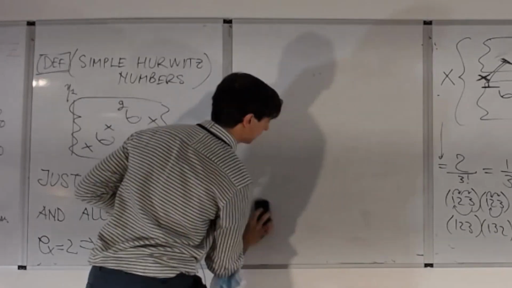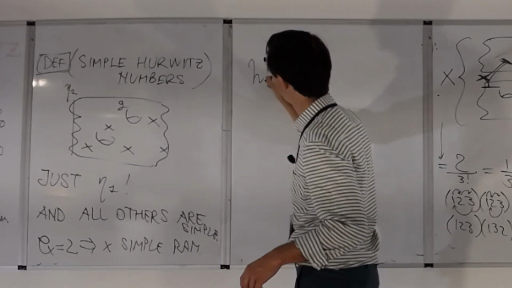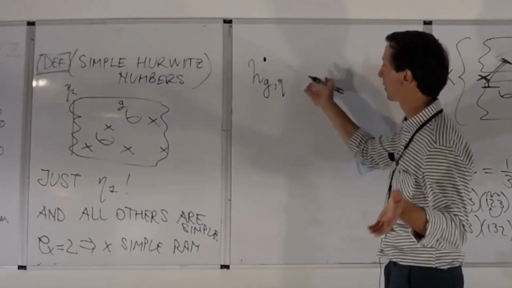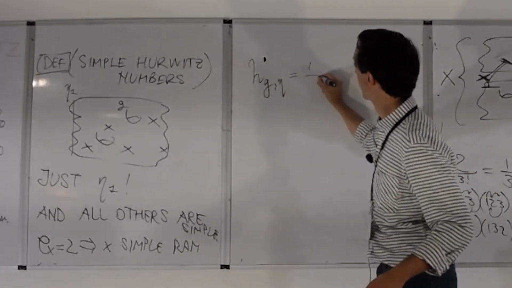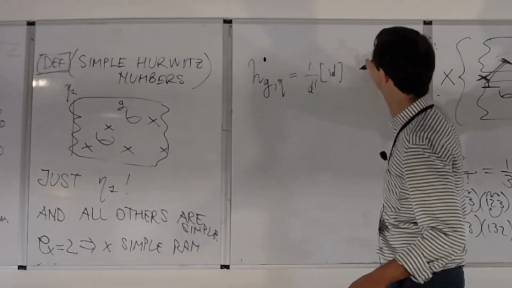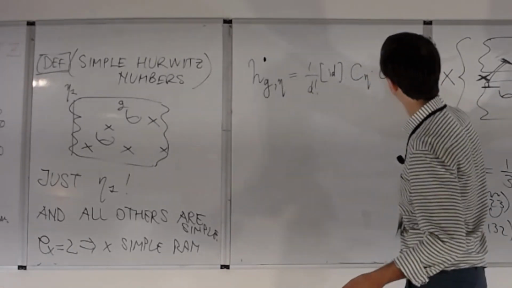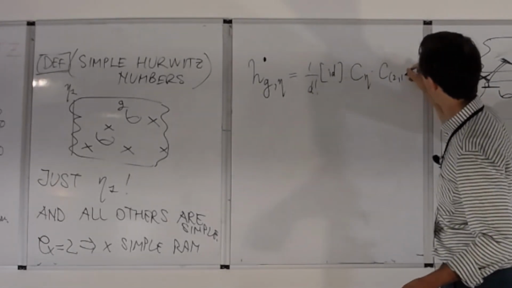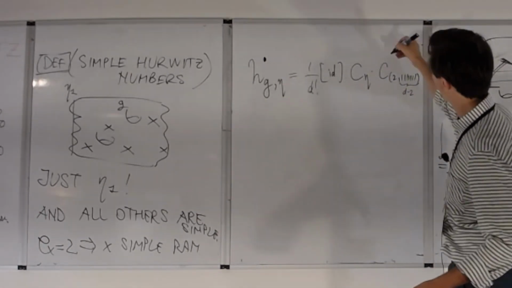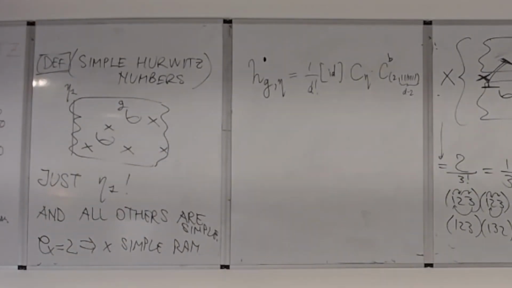So now I can just write H, say disconnected, because then it's easier, g, and then I just have to write eta. I don't have to write eta 1, eta m. It's just one eta. This is 1 over d factorial, count the identity, inside C eta, times C2, to the power b. So these are just simple Hurwitz numbers.